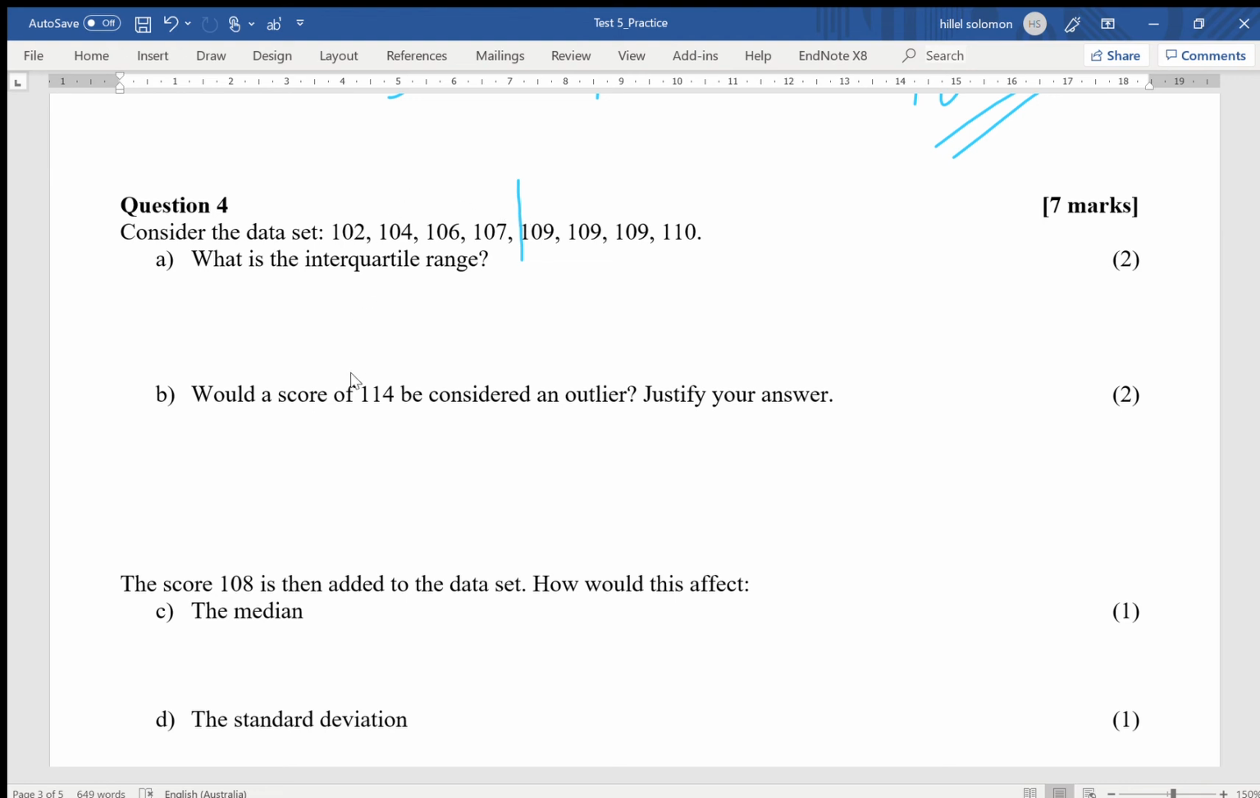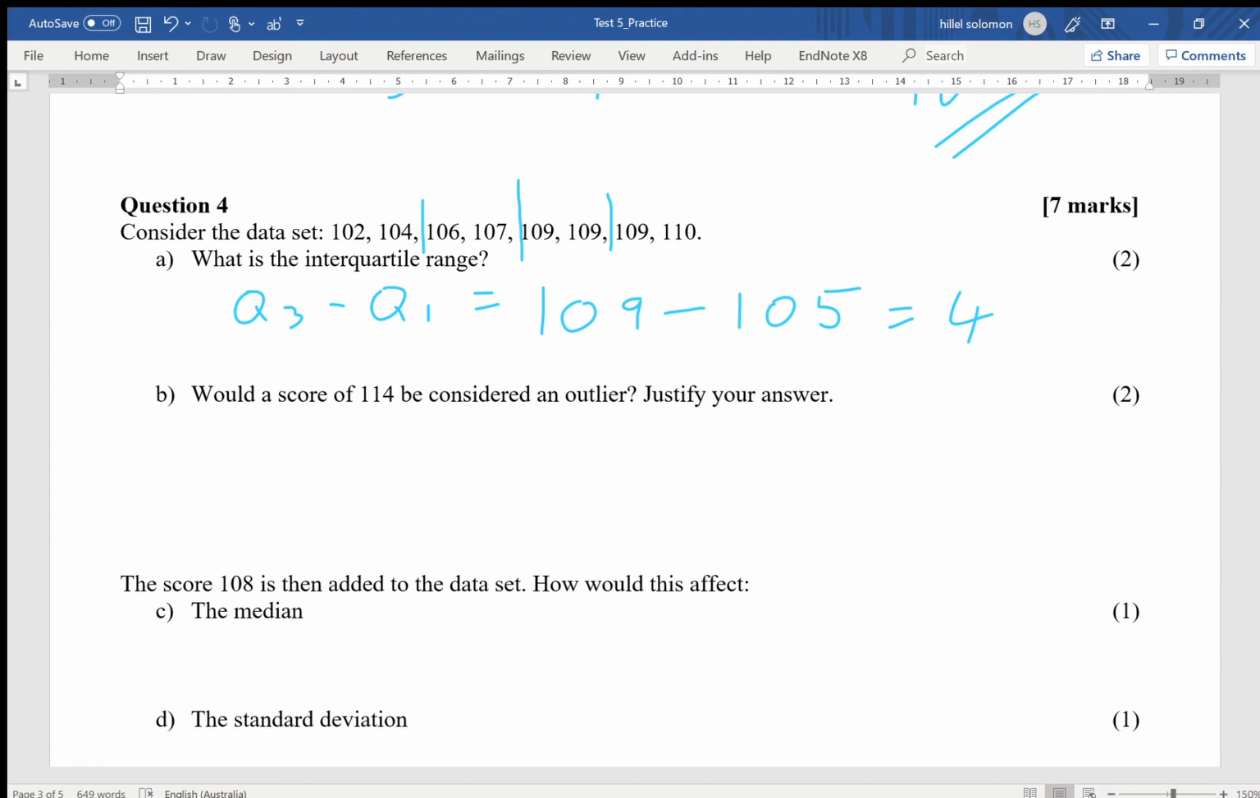My first quartile will be then over here with 2 scores above it and 2 scores below it. And my third quartile will be over here, again with 2 scores above it and 2 scores below it. The interquartile range is the third quartile minus the first one, which in this case, my third quartile is 109. My first is between 104 and 106, so that's 105. So my interquartile range is 4.